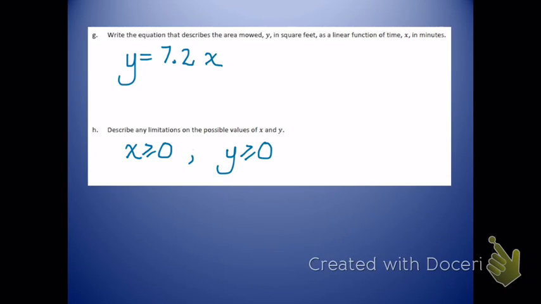The limitations on x and y are the same because we're dealing with time. So time has to be greater than or equal to 0, but she could do fractions of a minute, obviously, so it doesn't have to be an integer. And the area that she mows, y, is also going to be greater than or equal to 0.